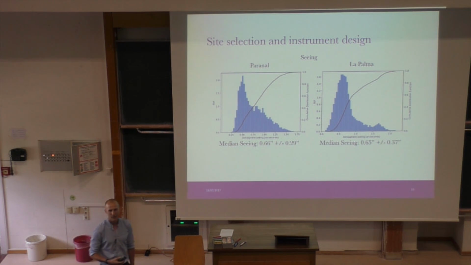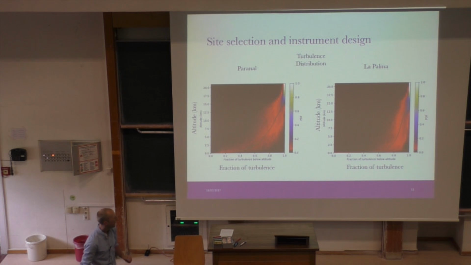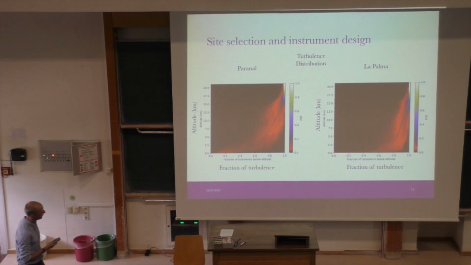It's only when we start looking at the turbulence profile, the distribution of the turbulence as a function of altitude, that we can understand more about these sites. So here I show two fairly complicated looking plots where we have a fraction of turbulence as a function of altitude, Paranal on the left and La Palma on the right. And the green line is the median, and then the colour is the distribution. So the broader this colour here, the more variability there is.